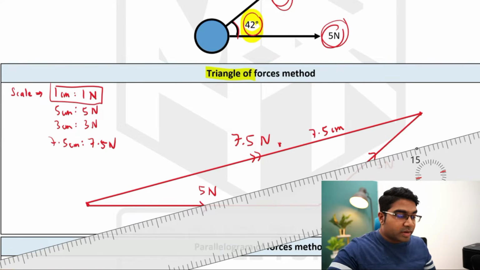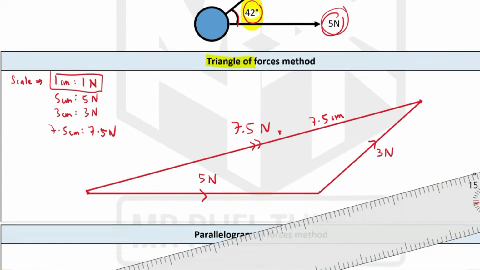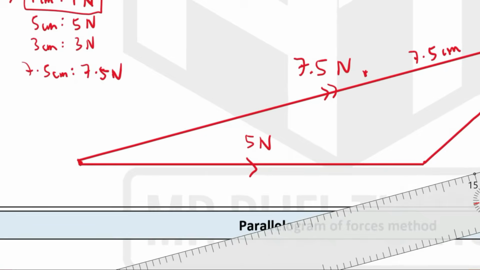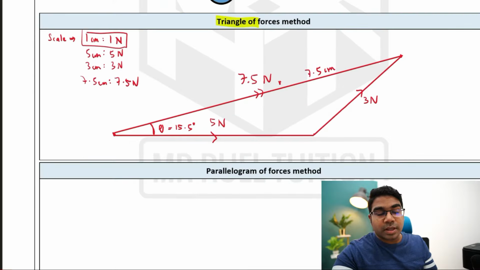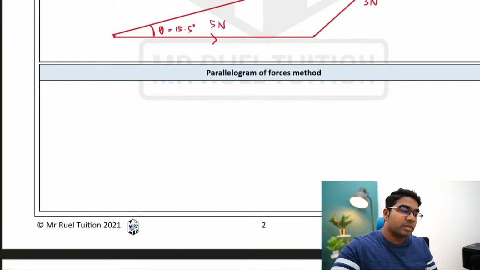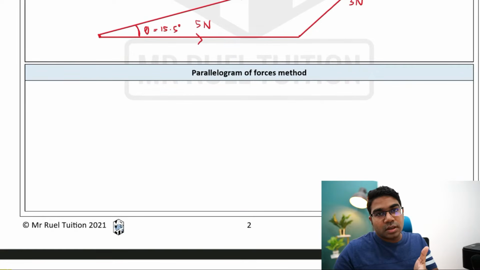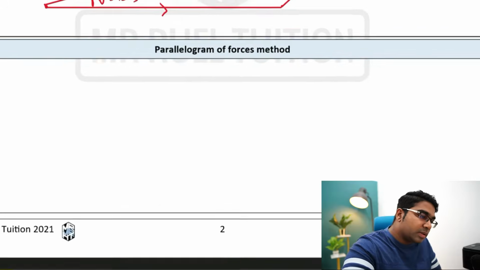We can also determine the direction of this resultant force. That is, use the protractor and measure this angle. So this angle, after I've measured it, is about, let's say, theta equals 15.5 degrees. The second method is the parallelogram of forces method. Now in this method, again, we are going to use scale drawing. So I'm not going to do an exact version here. I'm just going to very quickly summarize it.